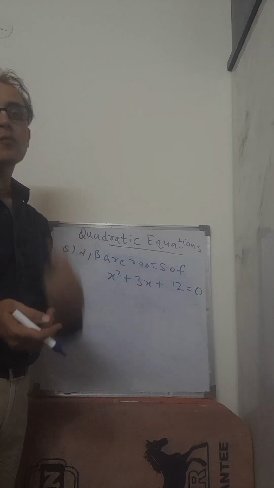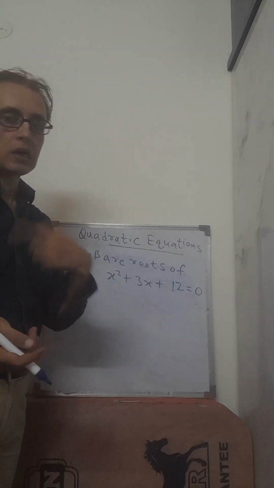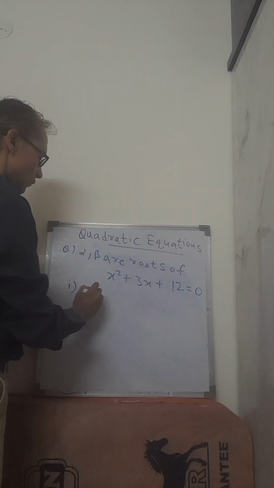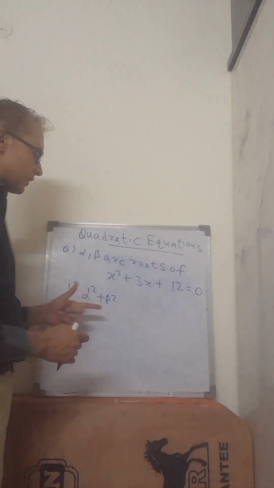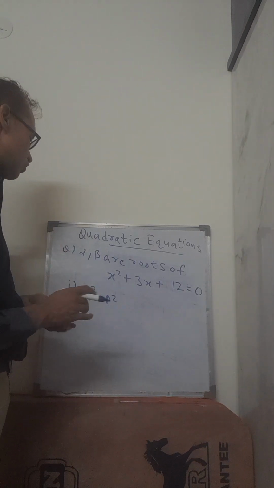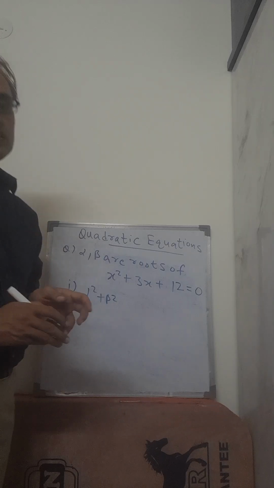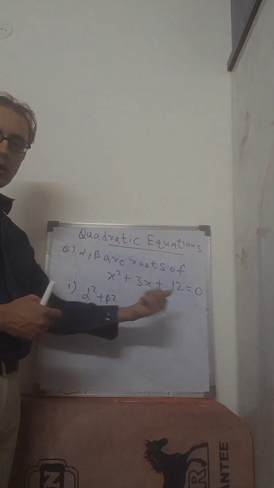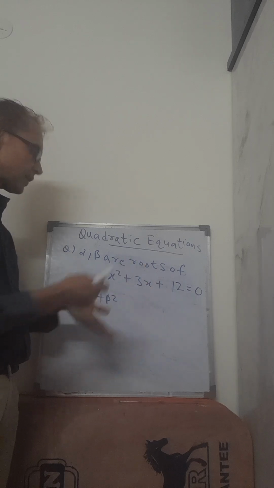Now what kind of questions come in JEE? What kind of question do they ask? They might ask, find the value of alpha square plus beta square. Now how to find it? There are two ways. One way is you can find the value of alpha and beta. Find the roots and then you can square them and then you can add them.